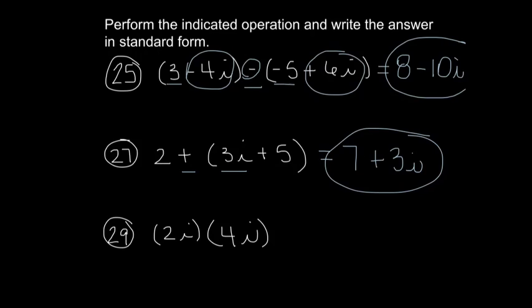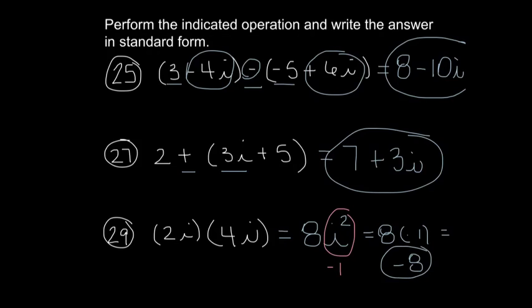In number 29, I'm asked to multiply. I multiply the real numbers together, the 2 and the 4, and then I'll multiply the i's together, so i times i. 2 times 4 is 8, and i times i is i squared. Well, remember, anytime we see an i squared, we are going to replace that with negative 1. So instead of having 8 times i squared, that's actually the same as 8 times negative 1, which is negative 8.